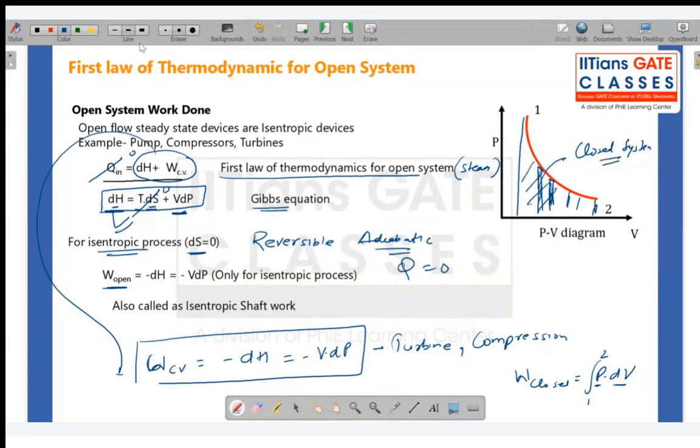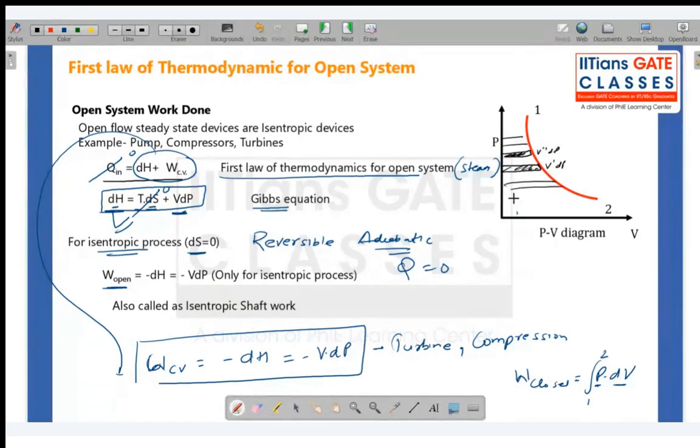Now the same thing we are going to do with open system work. So here it is VDP. We are going to take a very small volume, intermediate volume, and see what is the change in pressure here. So this is what we will take. It is V dash DP. Then we will do it a finite number of times, very very small V double dash DP.